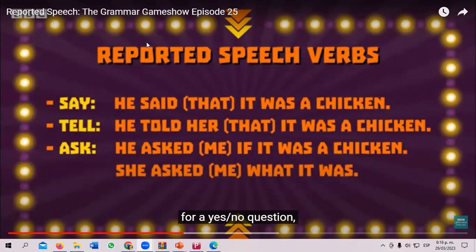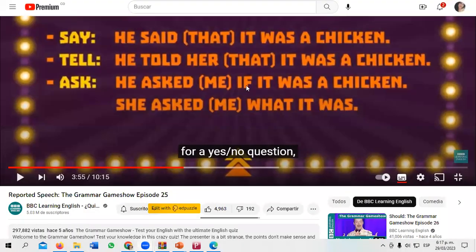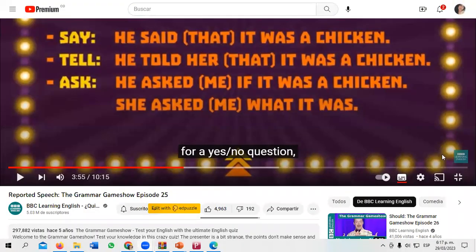We have examples. He said, or he said that it was a chicken. He told her, or he told her that it was a chicken. He asked me if it was a chicken, or she asked me what it was. Okay, so these are examples of reported speech.